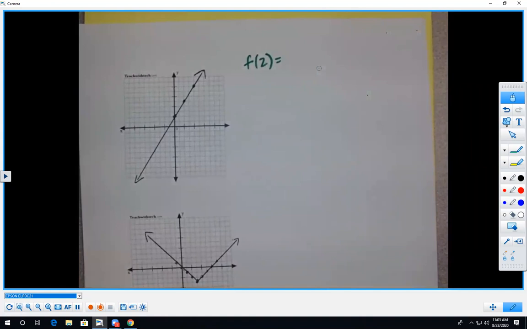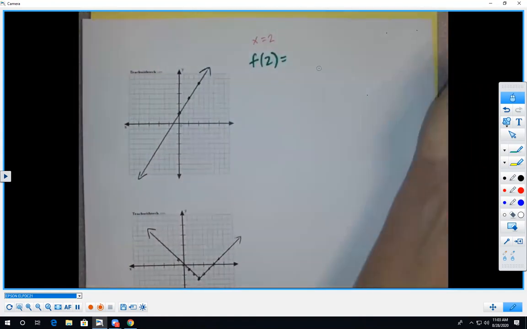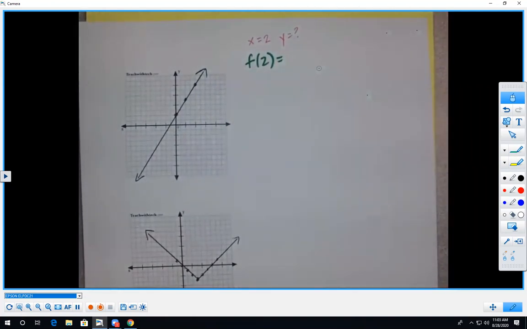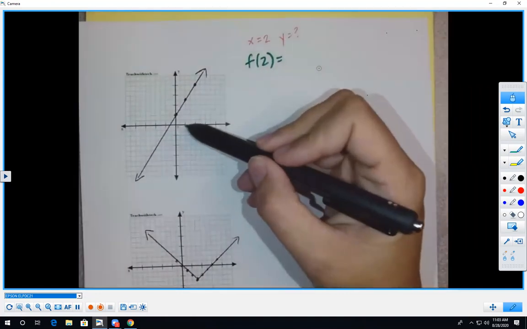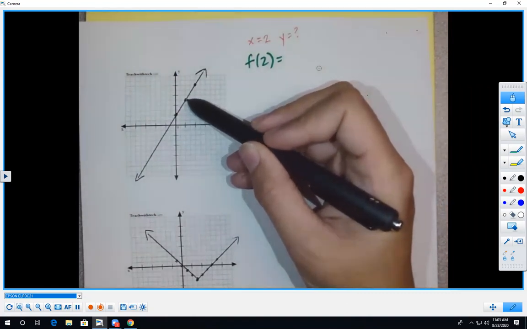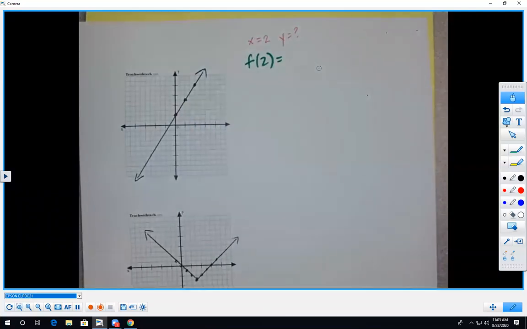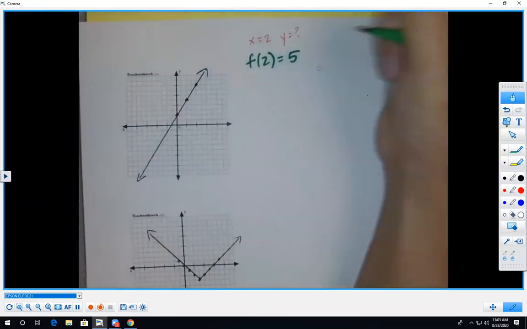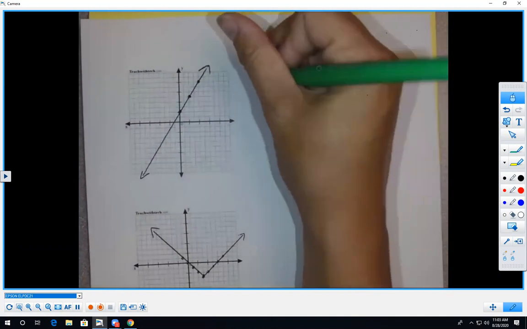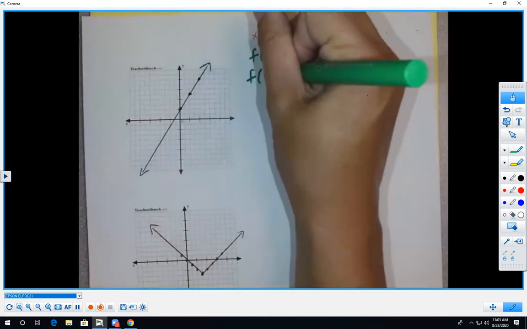So just a reminder, finding f of 2 means we know that x equals 2. Find what y equals. And you can do that on your graph. If you go over on your graph to x equals 2, and you go up to the line, you have an ordered pair right there. What's the y value of that ordered pair? 5. So f of 2 is 5. Okay, on your own, find f of 0.